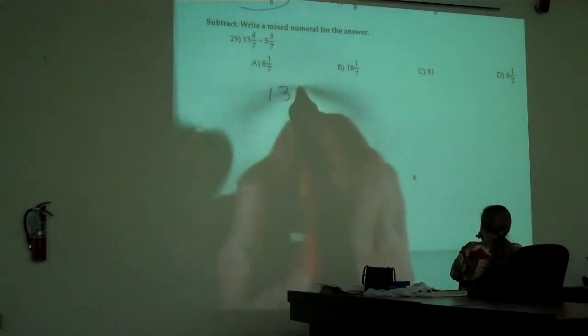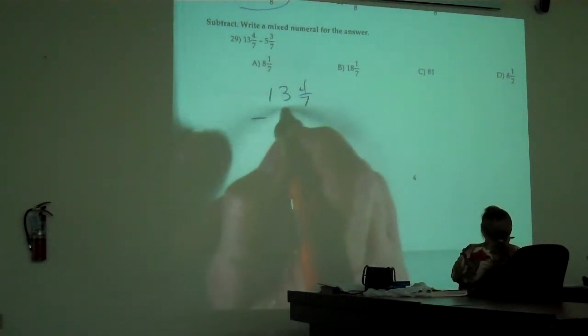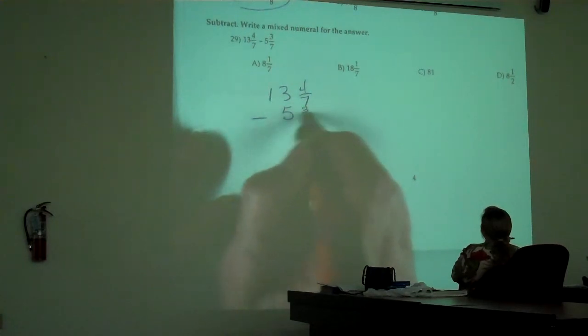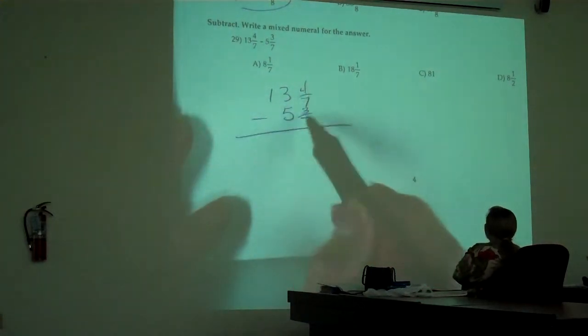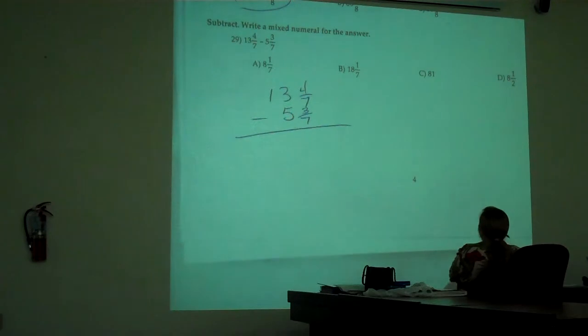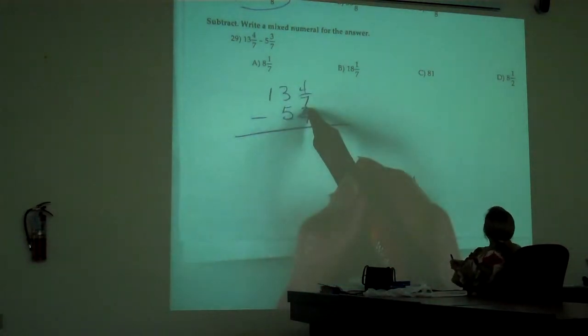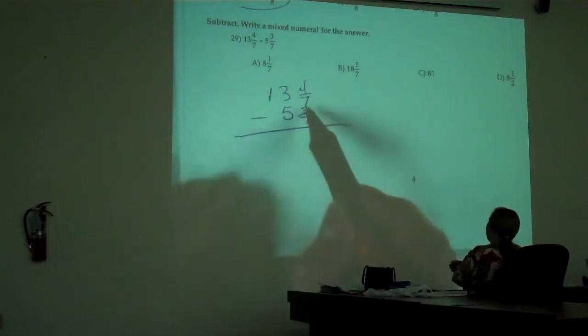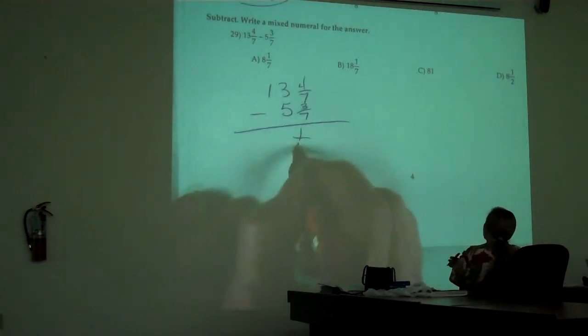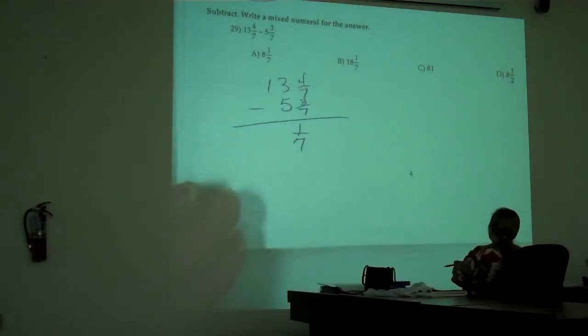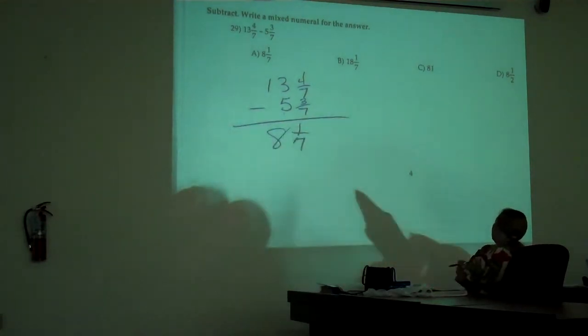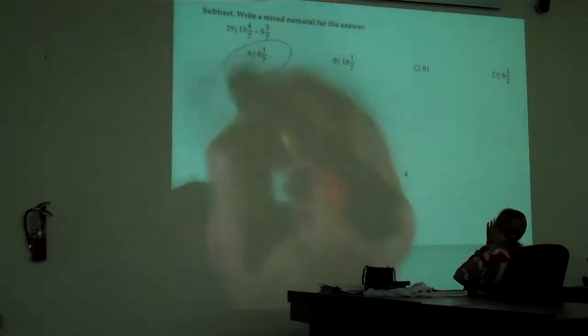Okay, 13 and 4/7 minus 5 and 3/7. 4 minus 3, is that big enough? You're going to have to borrow. No, you don't. 4 minus 3 is just 1. So you don't have to borrow yet. So, 13 minus 5, 8. So 8 and 1/7.